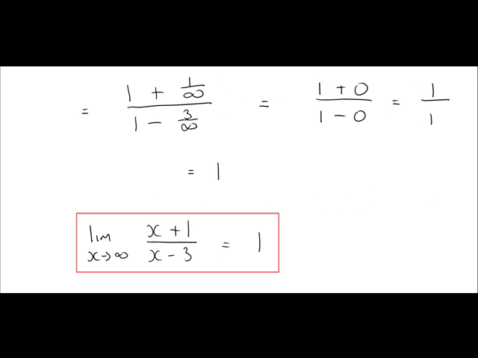So our final answer to this particular problem, the limit as x approaches infinity of (x + 1) over (x - 3), is equal to 1. So that means within this particular function, as x approaches infinity, y will approach 1.